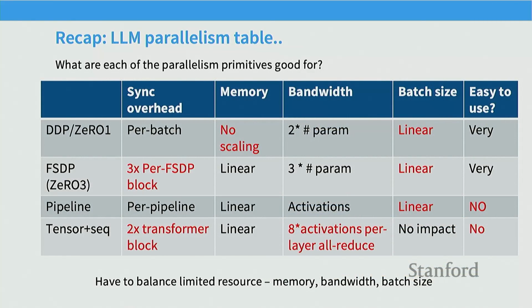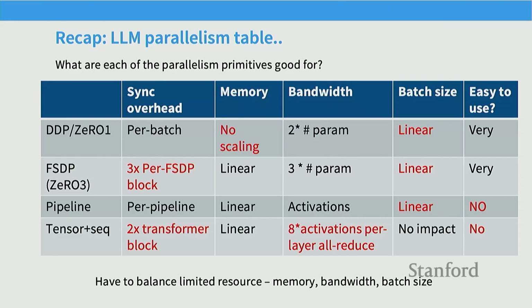So just to recap all the things we talked about, I've made a small table of the different kinds of strategies that we have. We have DDP and 0-1. This is the naive data parallelism thing that you do. Here you have some overhead per batch, you have no memory scaling, reasonable bandwidth properties, but you consume batch size in order to be able to do this, right? You need big batch sizes to have big data parallelism.